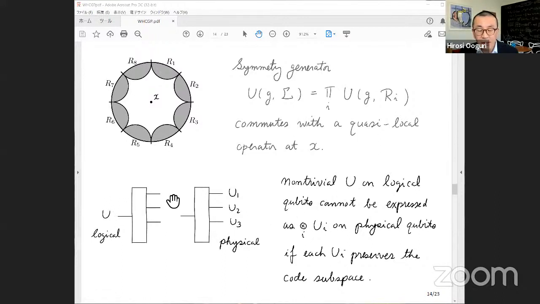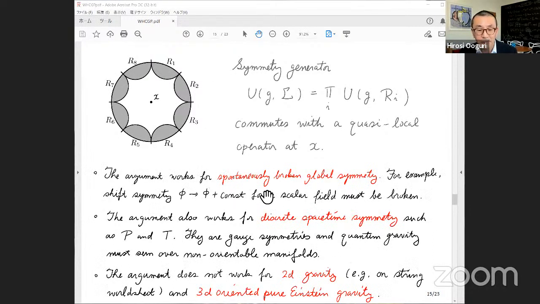if we have a unitary which is non-trivial and acting on the logical qubit, you cannot express it as a product of unitary operators on the physical qubits in such a way that it preserves the code subspace. Okay, so that's the statement. And it is closely related to the argument that Daniel and I gave. We learned about it after we wrote this proof.